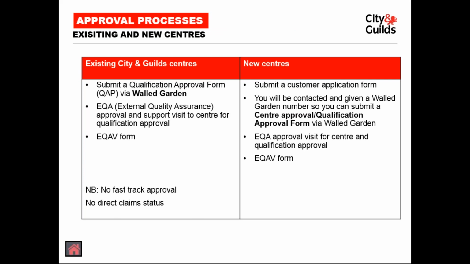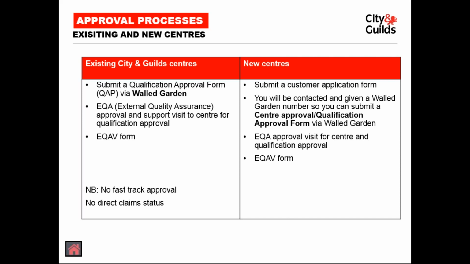So, our approval process for existing and new centres. If you are an existing City & Guilds centre, you will just need to submit a qualification approval form via our walled garden system. You will be allocated an external quality assurance advisor who will look at your qualification approval form, and they will arrange an approval and support visit to your centre for that qualification approval.